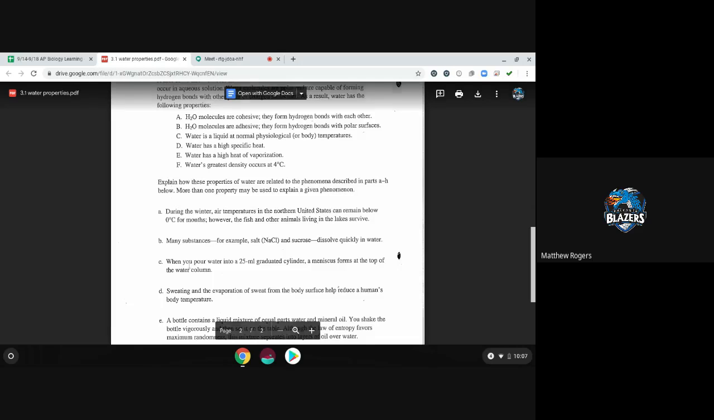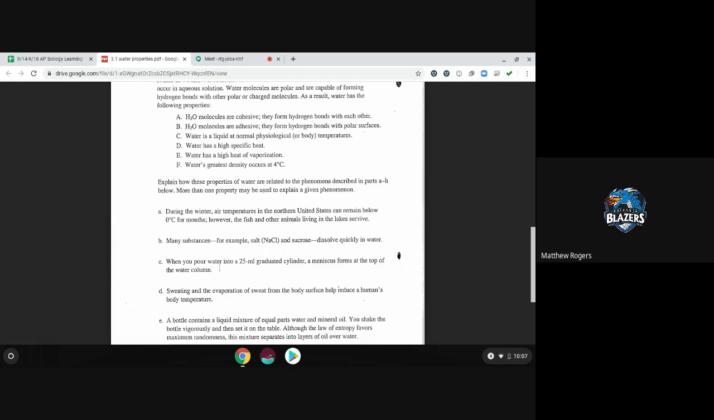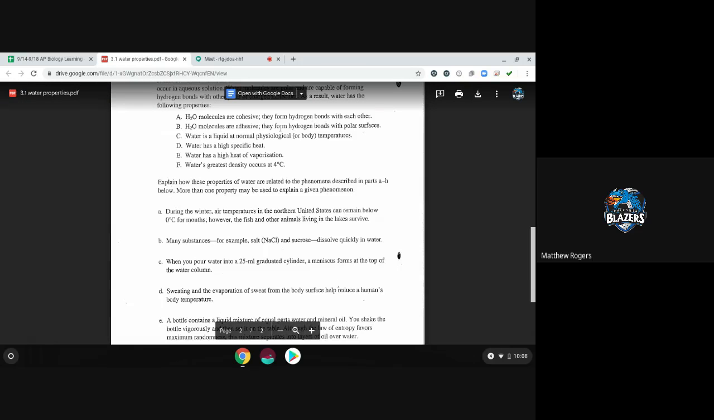But something like C, when you pour water in a 25 milliliter graduated cylinder, a meniscus forms at the top of the water column. So water is attracted to the other object. That's B again. But to do that, water is also going to be attracted to itself to kind of pull itself up a little bit to make that meniscus. You remember in chemistry, anytime you put water in a tight space, it has a curved top to it.